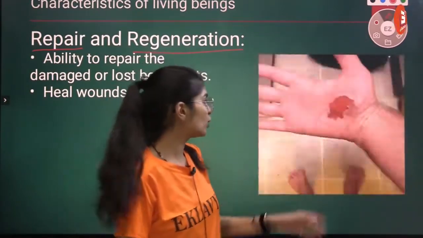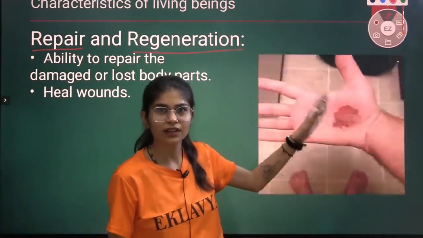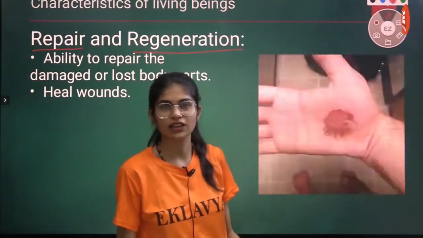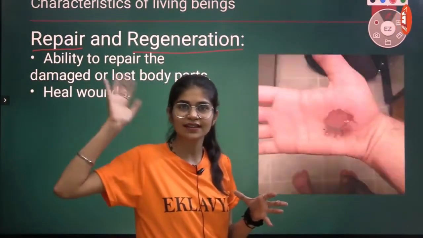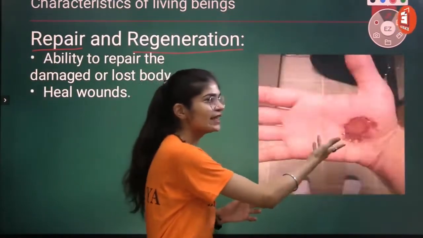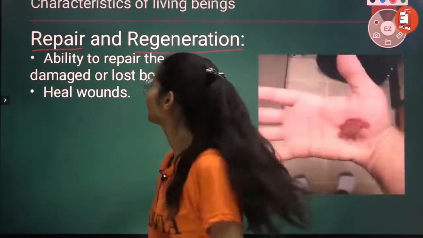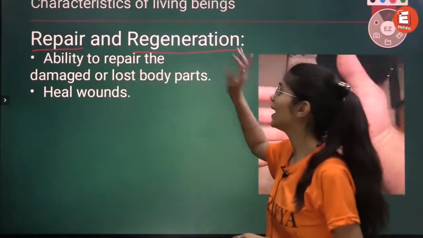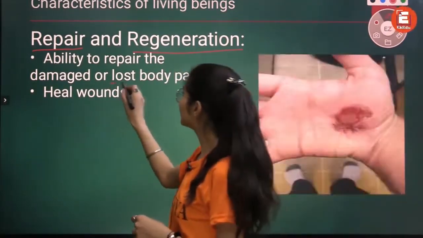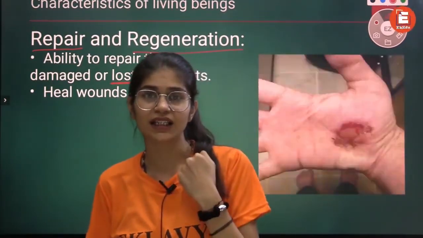Why? Because although the wound is repaired, the cells are regenerated. There is new cell formation here. So new cell formation is regeneration, but the overall wound is trying to heal itself. The healing part is known as repair, right? So it says the ability to repair the damage or a lost body part. Now kids, if you see, it says lost. If you lose your finger, will you get it back?